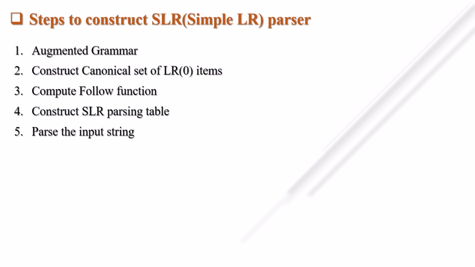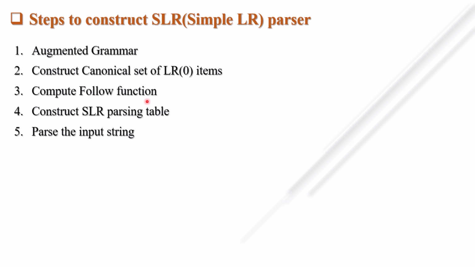These are the steps to construct SLR parser. The first step will be create an augmented grammar. Second step, construct canonical set of LR 0 items. If it is CLR, then you have to construct the canonical set of LR 1 items, but in SLR you have to construct canonical set of LR 0 items. What was the third step? Compute the follow function. This method comes under bottom up parsing.